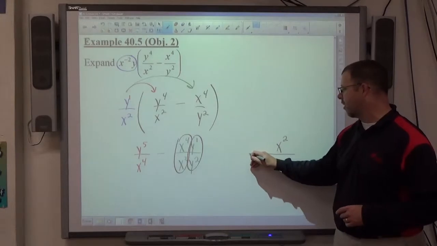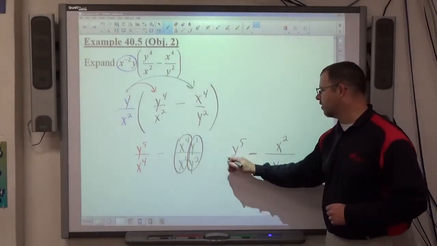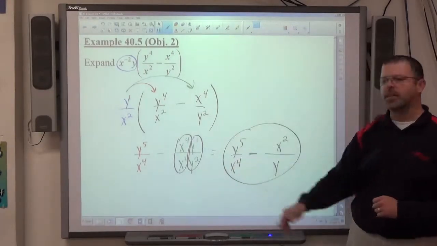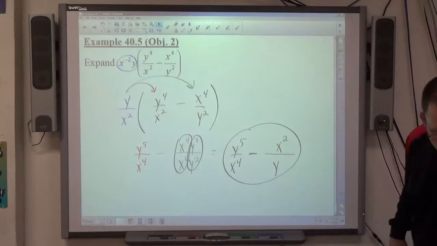If you put y to the first, it's not wrong. The first term, y to the fifth over x to the fourth, is still part of the final answer. Make sure you do give me both pieces of that final answer when you do this. All right? But that's where you go with that.